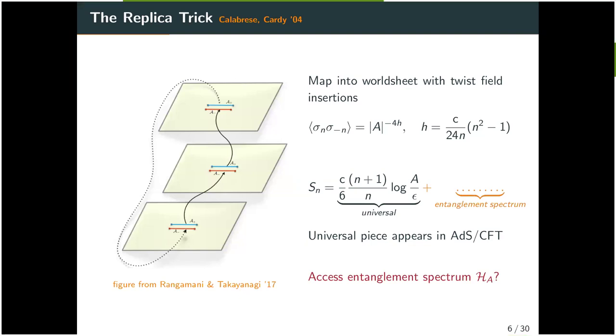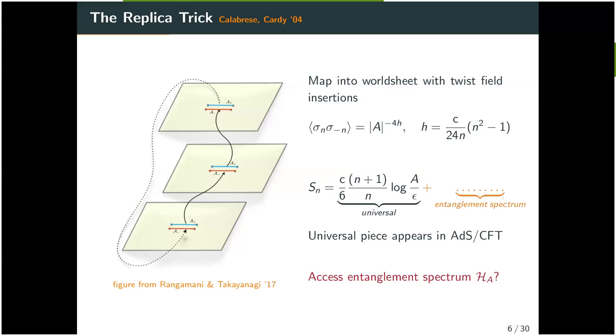So it was found more recently, not super recently, but more recently than this, that there are higher order terms, called the entanglement spectrum, which indeed cover information of the CFT, or the theory more generally, not necessarily the CFT, that you're studying. So what we want to do in this talk is talk a bit about these higher order terms and see what data they contain from the CFT that we're studying.